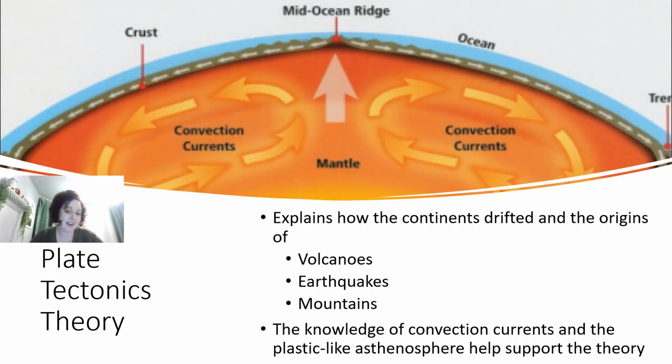So finally we got our answers in the 1940s, where we were able to start to explain how the continents drifted and the origins of why we have volcanoes. Why are there earthquakes? Why don't earthquakes happen everywhere? Why are they happening only along specific areas? We are able to determine mountain ranges and why we have those. Especially if you look at the Rockies, they're in the middle of a continent. Why? Things like that. The knowledge of convection currents and the plastic-like asthenosphere finally helped answer those questions.